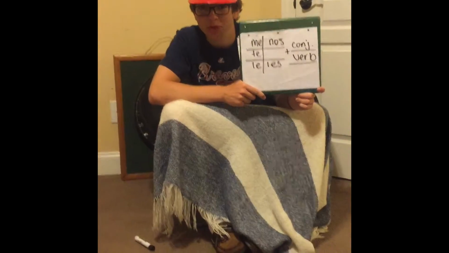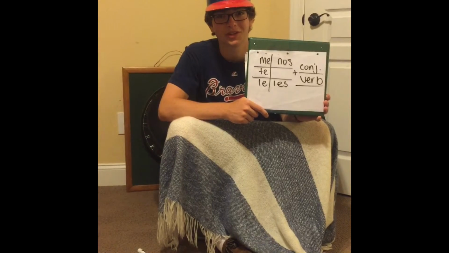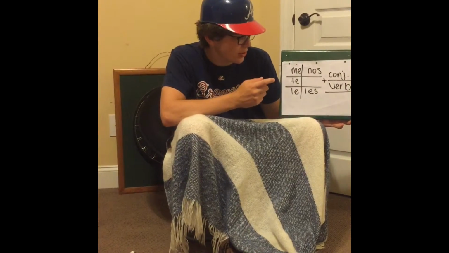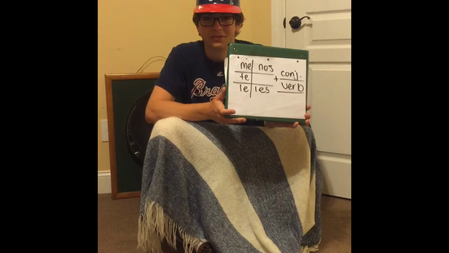Chapter 6b, Grammar Point, verbs that use indirect object pronouns. This will be a 2-part verb that will include an indirect object pronoun and the conjugation of the verb. Reminder, do not conjugate the verb based on the indirect object pronoun. Part 1, the indirect object pronouns are me, te, le, nos, and les. The second part is the conjugation of the verb.